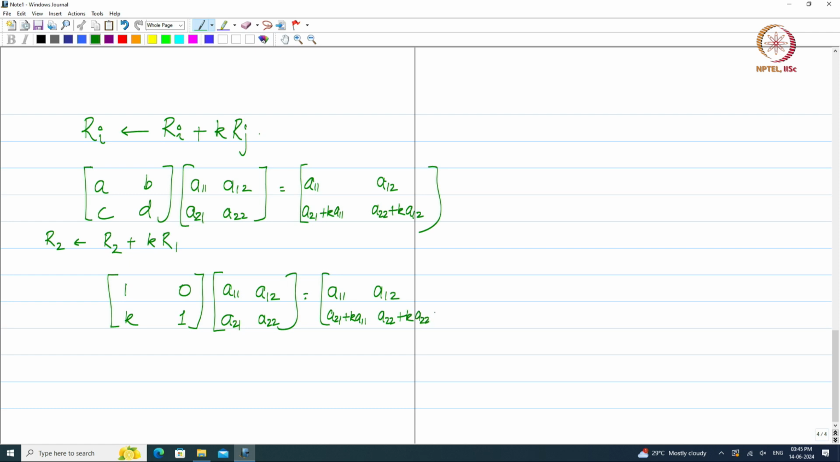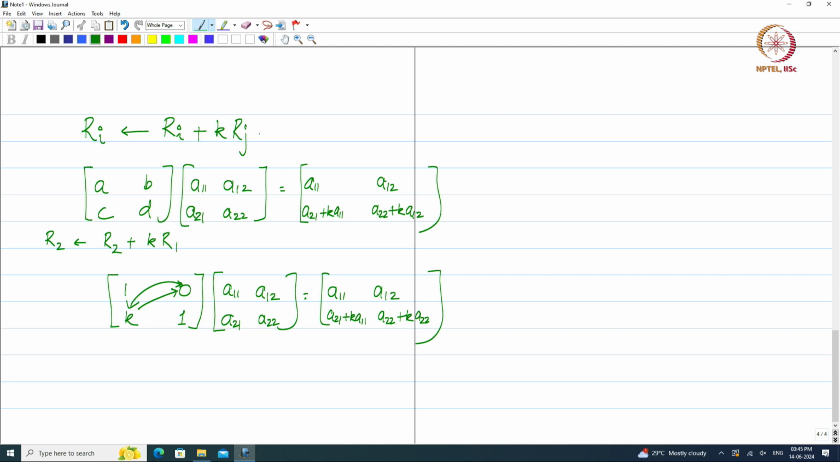Now, you can change the position of K here. If you swap these two, you end up getting R1 is equal to R2 plus K times R1, and R2 will remain the same. So, you can do that. Again it can be done in all kinds of high dimension matrices and so on.